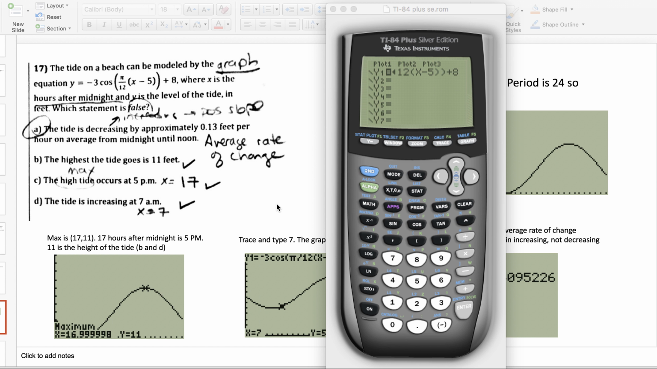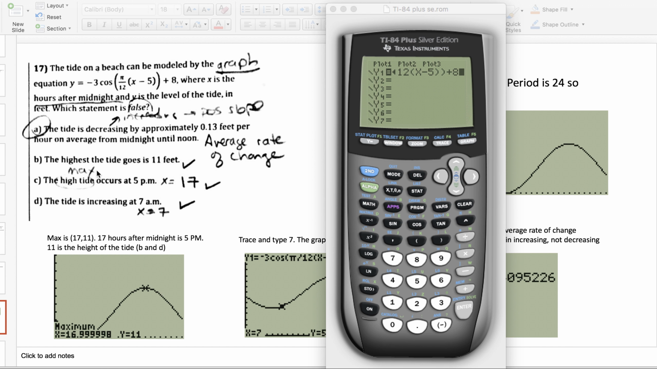The tide on a beach can be modeled by the equation y equals -3 cosine of pi over 12 x minus 5 plus 8, where x is hours after midnight, so midnight is hour 0, and y is the level of the tide in feet. Which statement is false? So I'm going to start with B, C, and D because those seem to be easier.